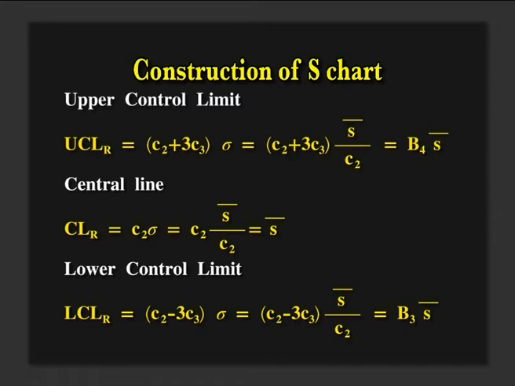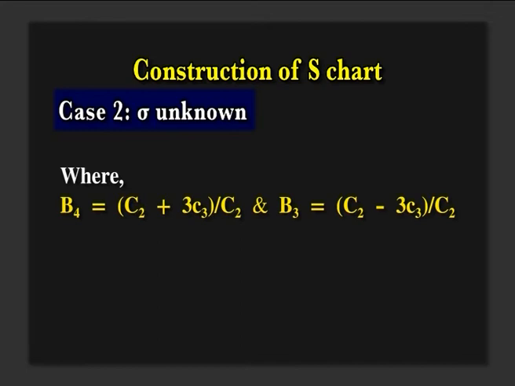The lower control limit is given by C2 minus 3 C3 sigma. Sigma is replaced by its estimate S bar by C2, hence it is simplified as B3 S bar, where B4 is equal to C2 plus 3 C3 divided by C2 and B3 is equal to C2 minus 3 C3 divided by C2. Again B3 and B4 are directly available from the table.